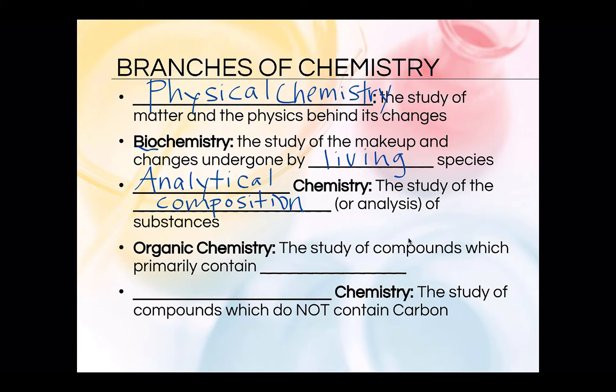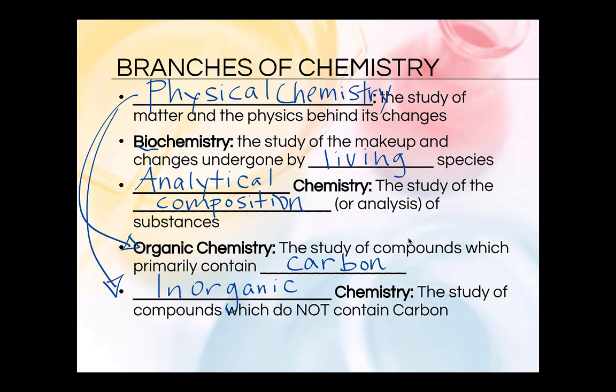Organic chemistry is the study of compounds which primarily contain the element carbon. Carbon is such a flexible atom that can bond in so many different ways with so many different things that it gets its own entire branch of chemistry. And then anything else that's not involving carbon is referred to as inorganic chemistry. So you could have physical organic chemistry or physical inorganic chemistry, depending on whether there is carbon or not carbon in the compounds that you're studying.